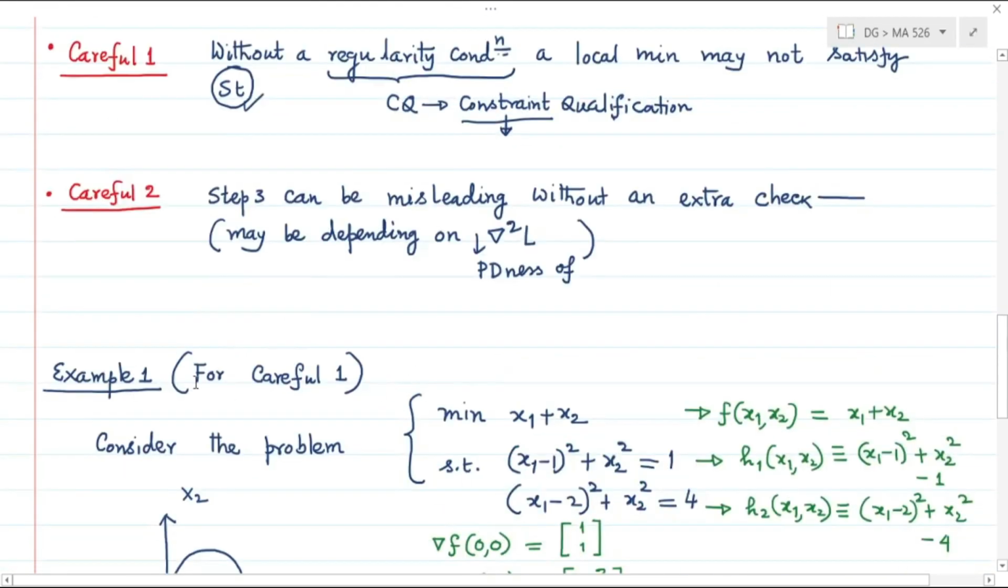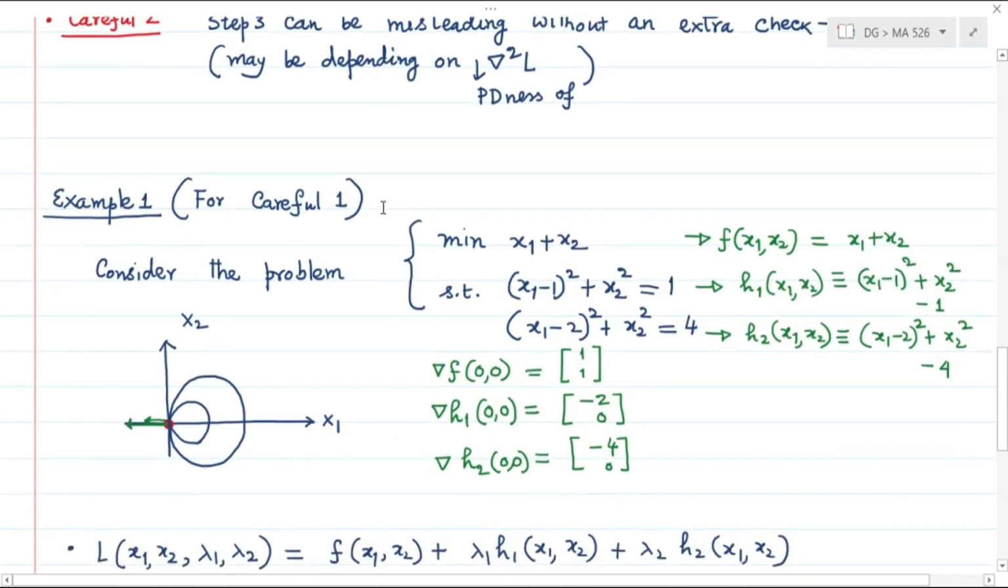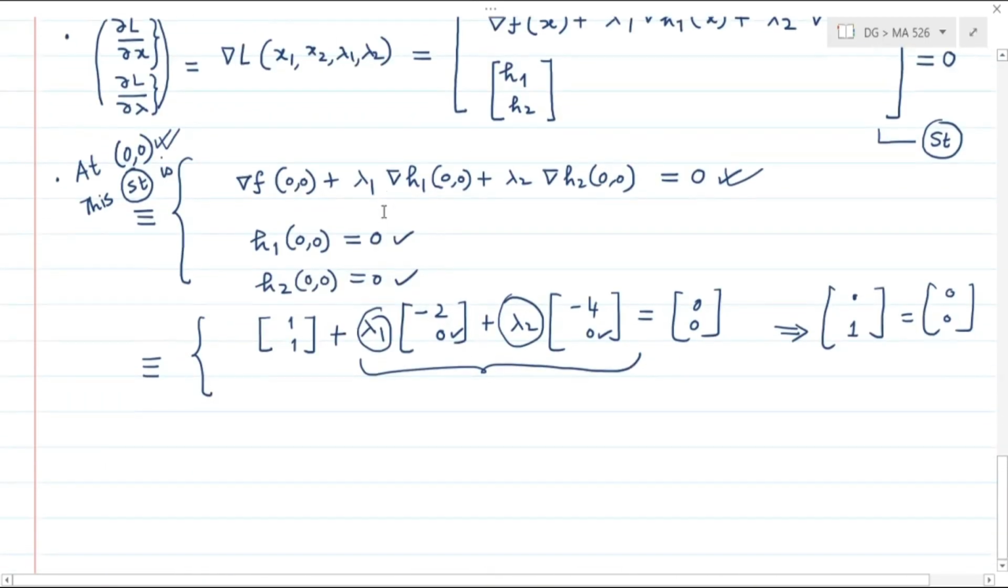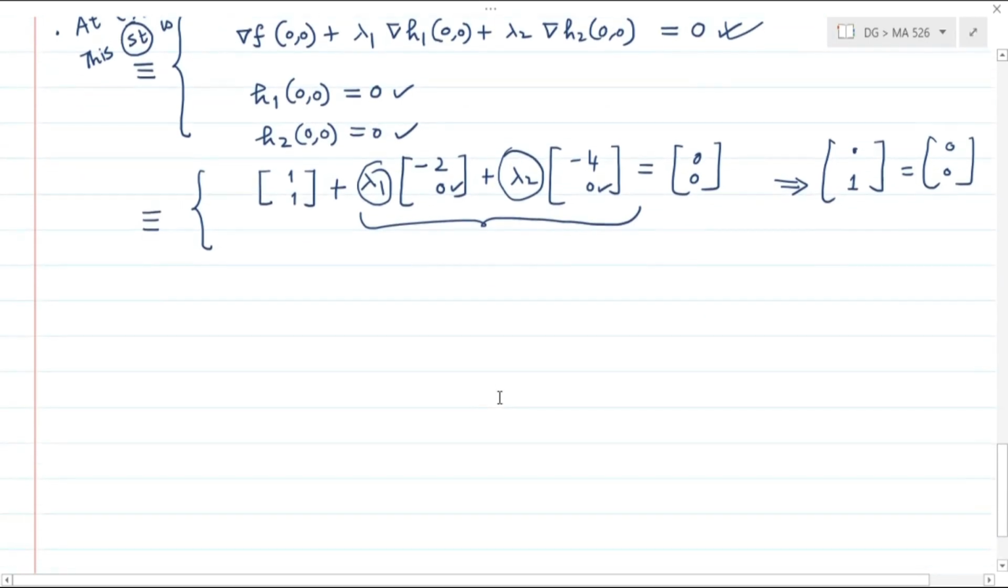So this example goes with the first caution: you need to be careful that without a regularity condition, without an extra condition satisfied by the objective and the constraint function, a local minimum may not be a solution of the stationarity system, or a local minimum might not be a stationary point for the Lagrangian function. And for the second caution, let me consider the following example.